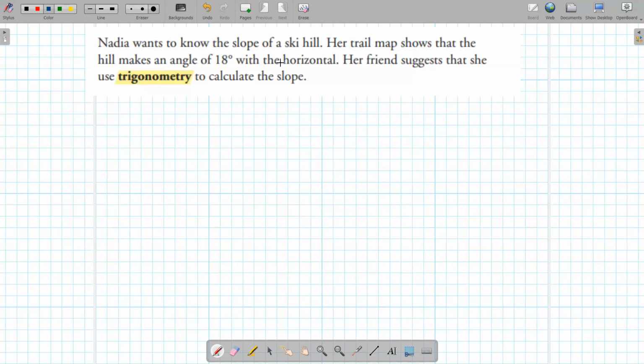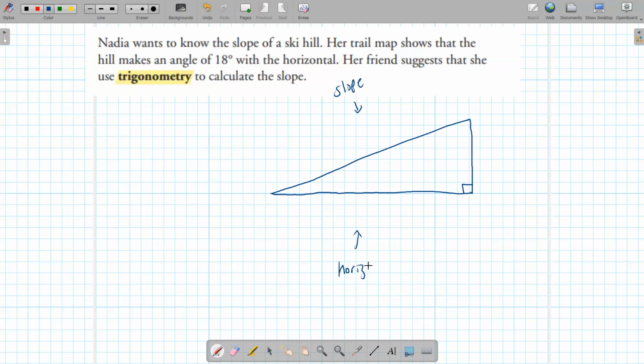So this girl wants to know the slope of a ski hill. So let's say this is the ski hill, okay? And this would be the slope. Our trail map shows that the hill makes an angle of 18 degrees with the horizontal. Horizontal just means like a horizontal line, like an x-axis. Something like this. This is the slope, okay? And this is the horizontal line. That just means the x-axis. This is 18.